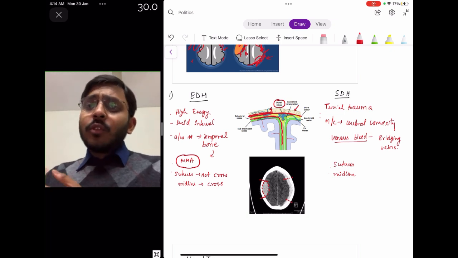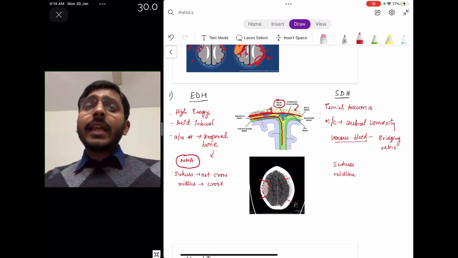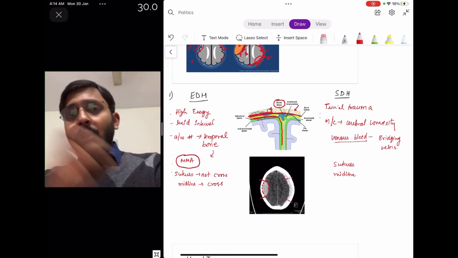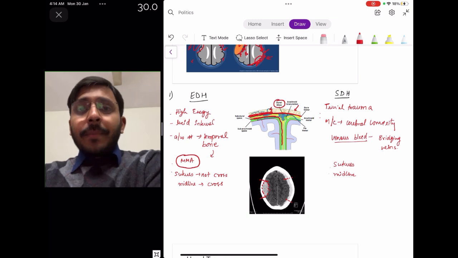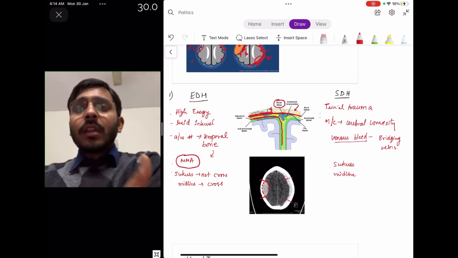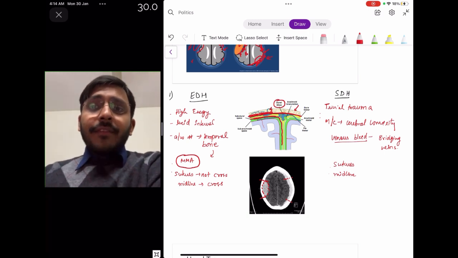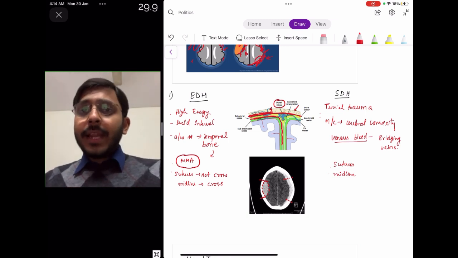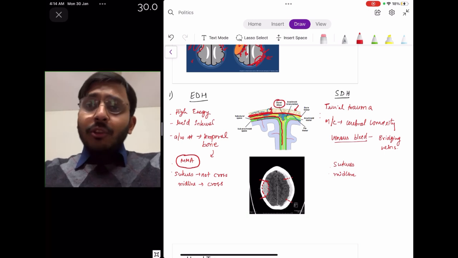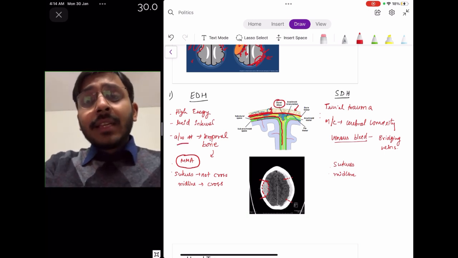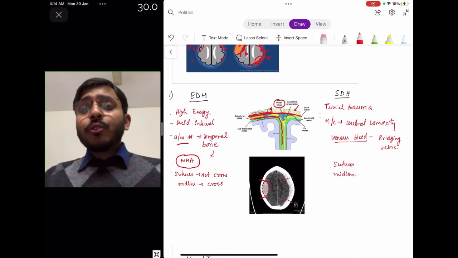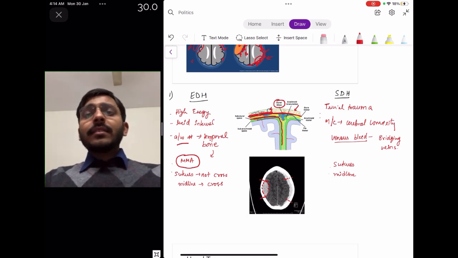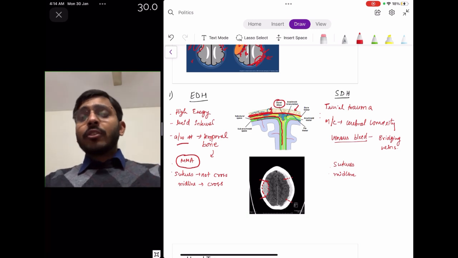So before discussing the imaging findings, the brief clinical history that is sometimes given in the question is, for example, EDH will have a high energy trauma, whereas SDH can also occur even if there is a trivial trauma. That being said, SDH can also occur if there is a high energy trauma, but for EDH to occur, high energy trauma is usually required, right? EDH is almost always associated with the bone fracture. The most common location of EDH is temporal bone, and hence the temporal bone fractures are most commonly associated with EDH.